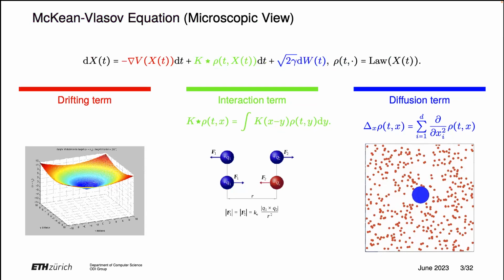In the previous slides, we introduced the McKean-Vlasov equation in its macroscopic view. To better understand the meaning of this dynamics, let's consider the microscopic view. Let's consider a stochastic process X_t, where dX_t equals minus gradient V of X_t dt plus K convolved with rho_t at X_t, plus a Brownian motion term. The law of this stochastic process at time t evolves according to the McKean-Vlasov equation that we showed in the previous slides.